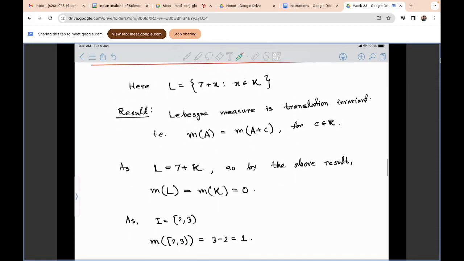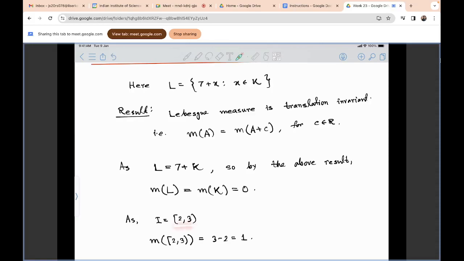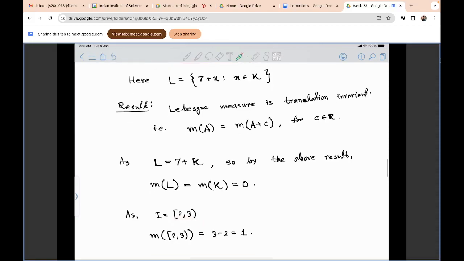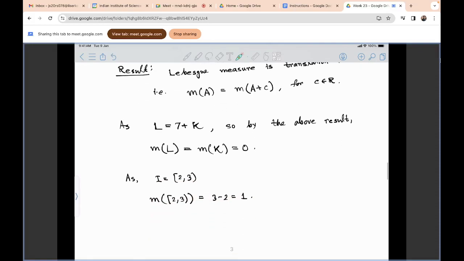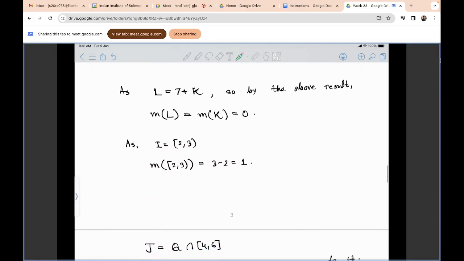Now we have to find the measure of I. I is the interval [2, 3). What is the measure of that interval? You can show that this type of interval is measurable, and the measure of a set of this kind is 3 minus 2, which is 1, the length of that interval. So the measure of [2, 3) is 1.